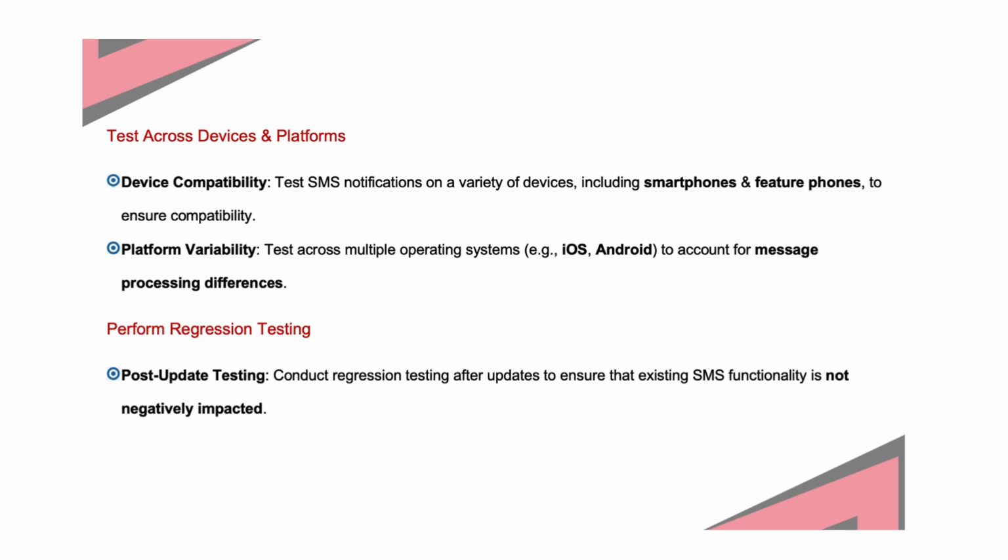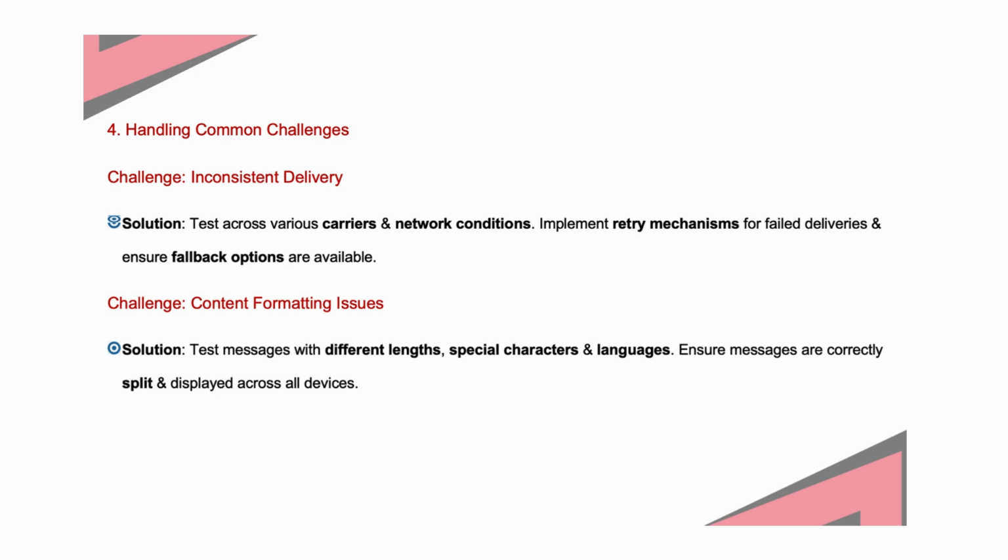First one is inconsistent delivery. Next one is content formatting issues. Then comes privacy and security concerns. Then next one is opt-out management.